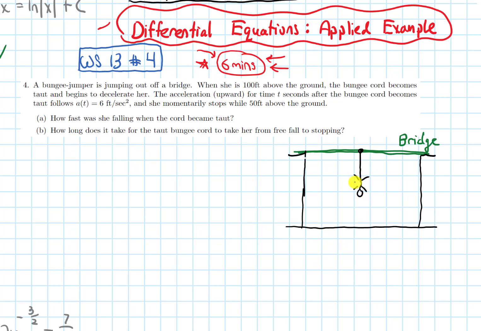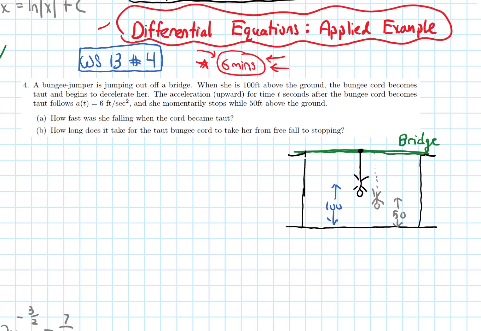At some point, the cord becomes taut. When it's taut, they are no longer in free fall, and the cord starts to slow them down. At this instant, the problem says they're 100 feet above the ground. Then they continue to fall, so I'll draw dot, dot, dot, dot, dot, for a while until they reach a point where they are 50 feet above the ground. Once they've reached that point, they've completely slowed down and momentarily stop, and then they'll come back up.